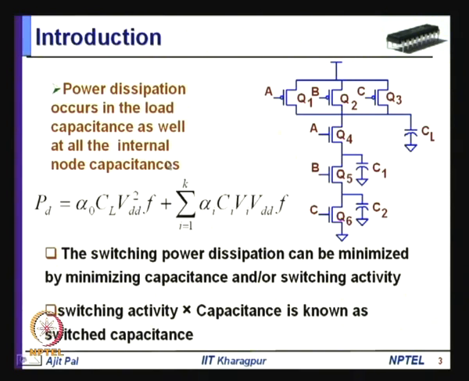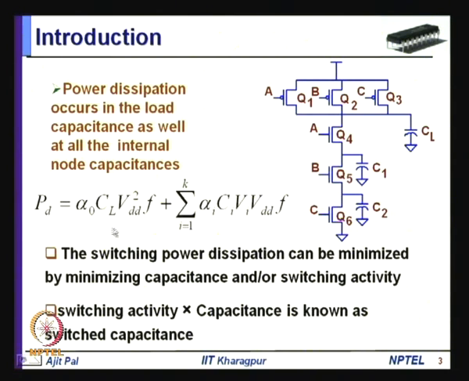We have already seen the switching power dissipation expression, that is alpha 0 C L V DD square F plus summation of alpha i C i V i V DD F. This is the switching power dissipation that takes place in CMOS circuits, and essentially this power dissipation occurs because of charging and discharging of capacitors. Now, the switching power dissipation can be minimized by minimizing capacitance and or switching activity.